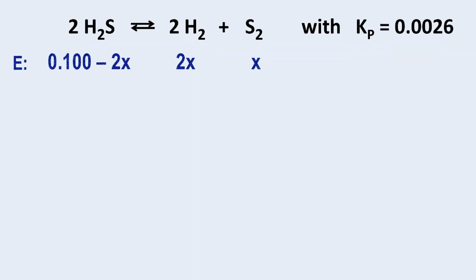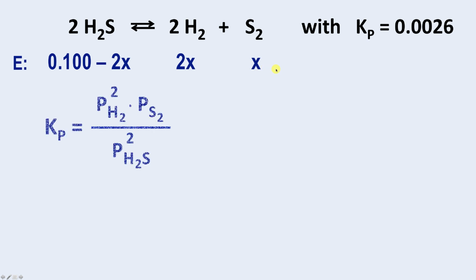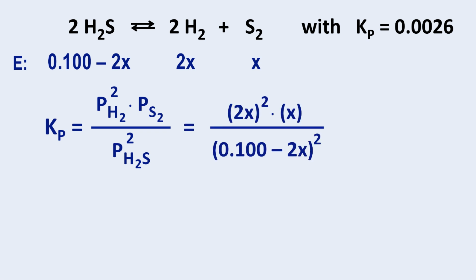We'll now tote up where we got to in the last step. We knew the equilibrium pressures in terms of x, and we know the form of the equilibrium constant K sub P, in terms of pressures of each species. So we can substitute our expressions in terms of x into the equilibrium constant expression, and we get the following. Pressure of H2 is 2x, and that gets squared. Pressure of S2 is x, to the first power. Pressure of H2S is 0.100 minus 2x, and that gets squared.